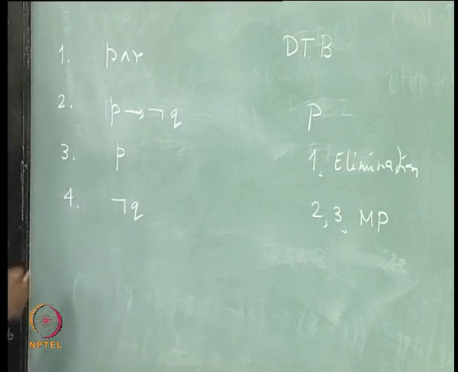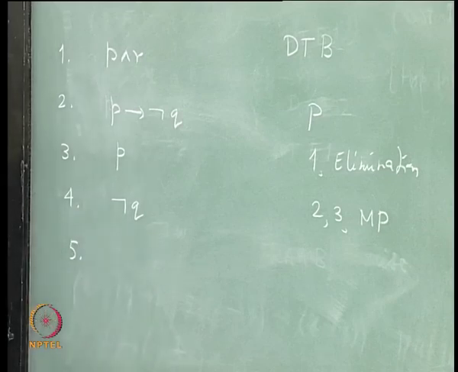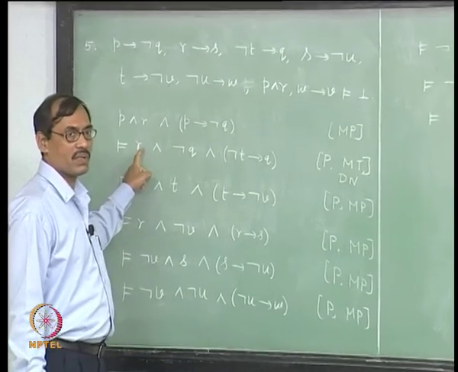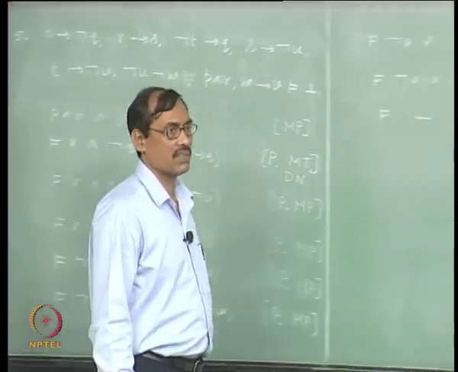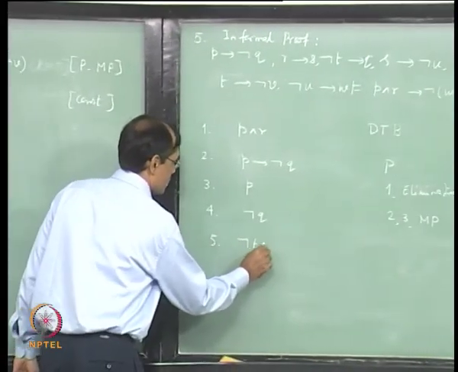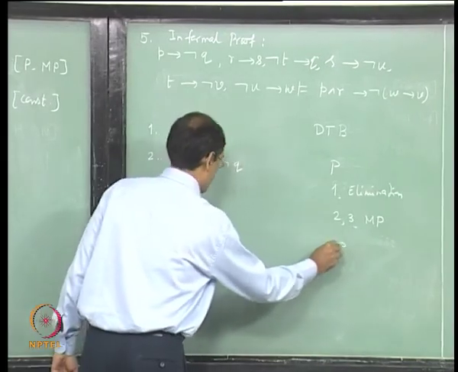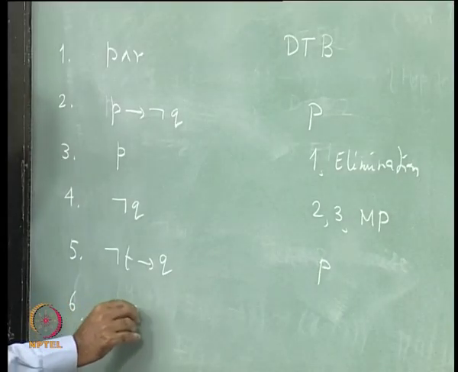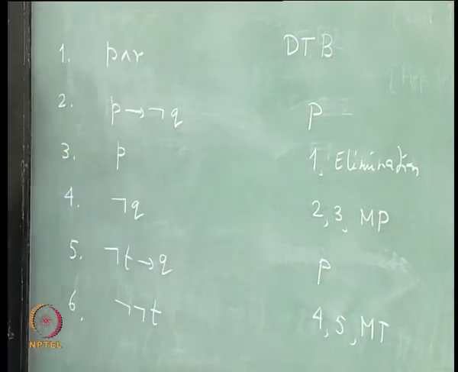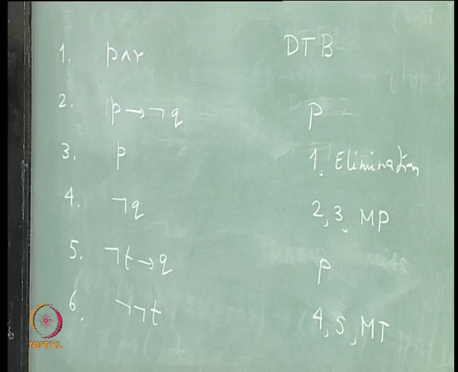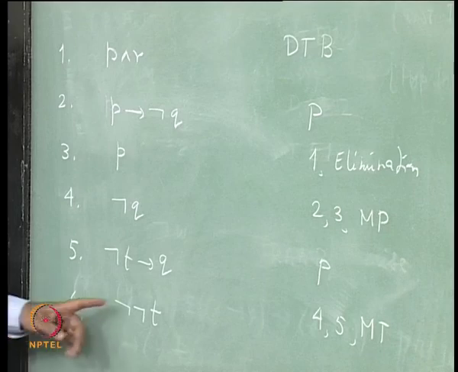Then the fifth one will be another premise you are using. R is already there anyway; whenever you need it we will bring it from 1. With not Q you wanted not T implies Q, so introduce not T implies Q as a premise, and then the sixth one is not T, from 4, 5 modus tollens. Now you see how it goes. So take it as an exercise and complete it.